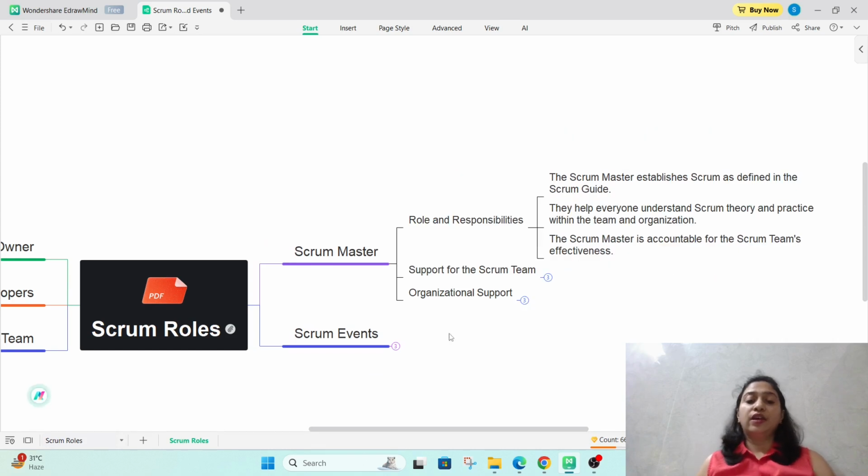So what is the responsibility and role of the Scrum Master? The Scrum Master establishes Scrum as defined in the Scrum Guide. They help everyone understand Scrum theory and practice within the team and organization. I will attach the Scrum Guide as well for your reference in this course. So go through it, but just for your reference.